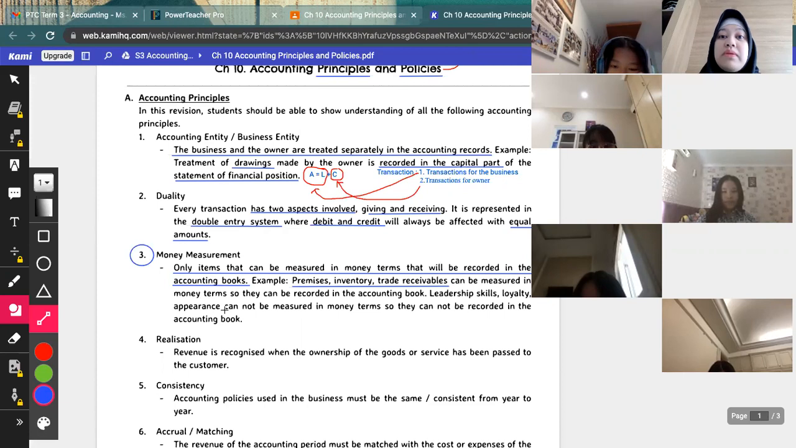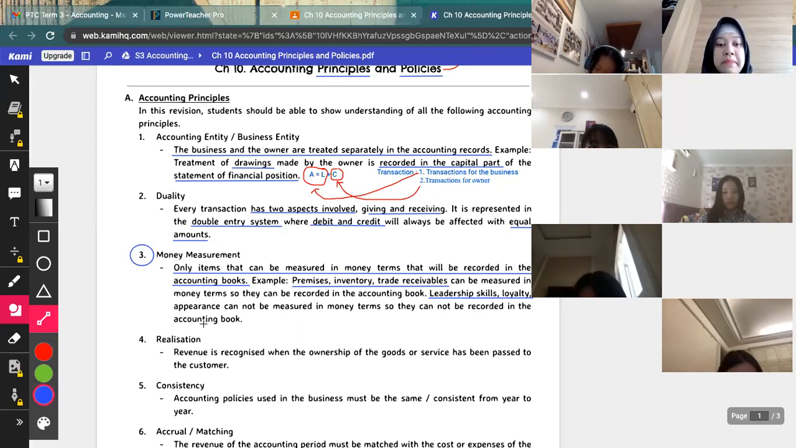It is valuable to the business, but we cannot measure that in money terms. Those kinds of items cannot be recorded in our accounting books, because we cannot value them in money terms. An example is leadership skills. Loyalty too. We cannot measure the loyalty of our customers, employees, CEOs and managers, or convert it into money value.